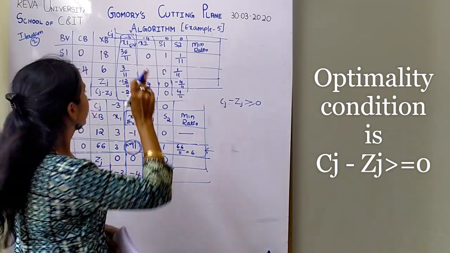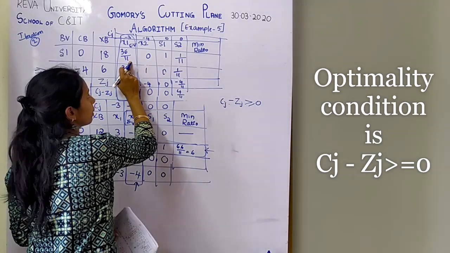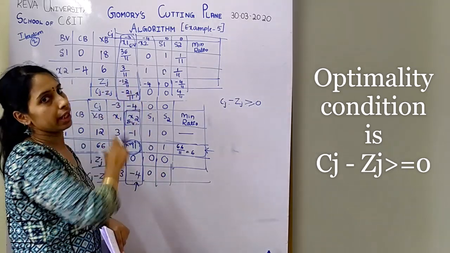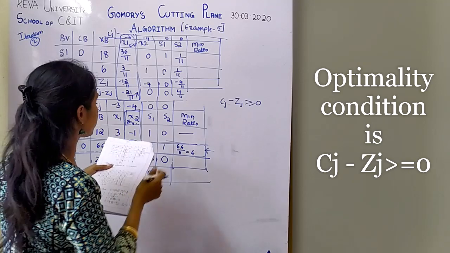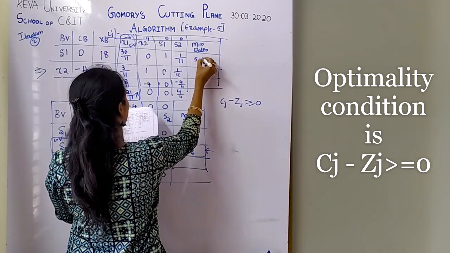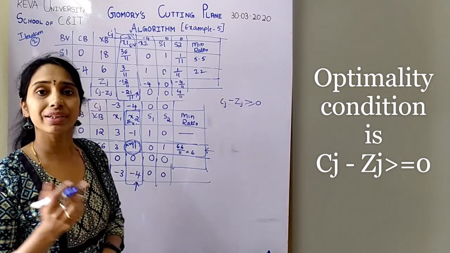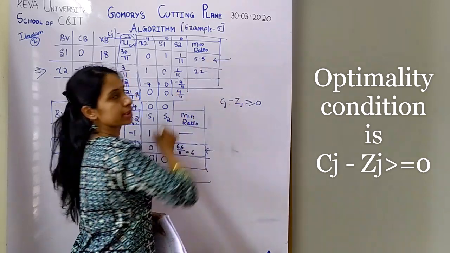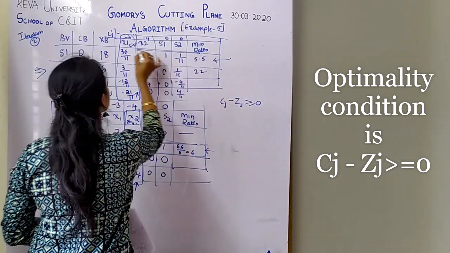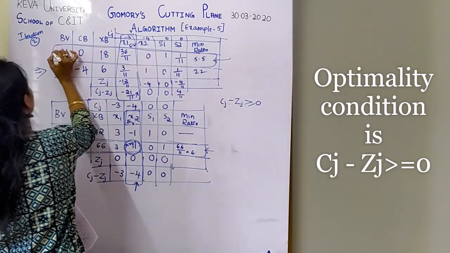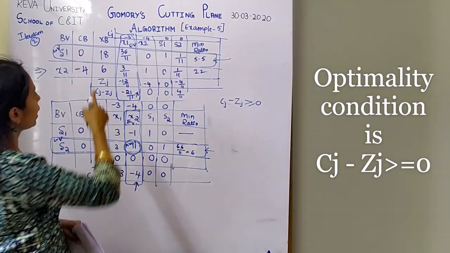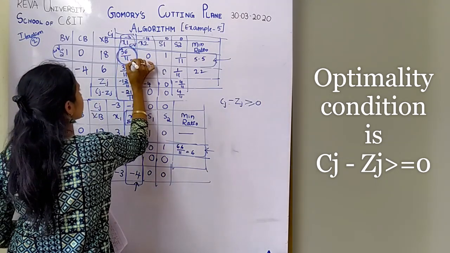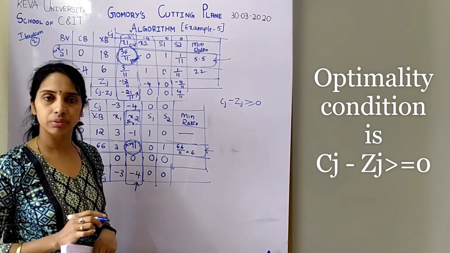How will you find out the leaving variable? Again use the formula: Xb divided by value in the entering variable. If you do this, you will get 5.5 and 22, which is minimum. The name itself says minimum. So which is minimum among these? This is minimum among the two. This will be considered as the leaving variable. Where exactly the entering variable and leaving variable coincide, this is called the pivot value.